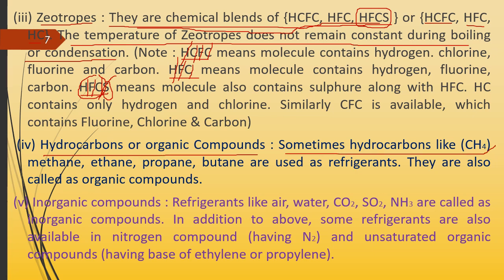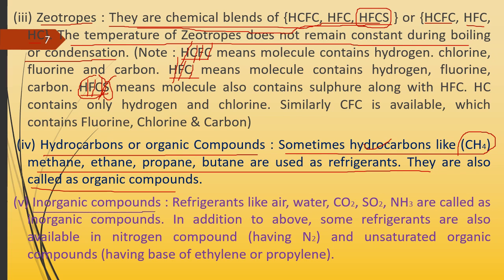Sometimes the hydrocarbon like CH4, that is methane, ethane, propane, butane, are used as a refrigerant and they are also called organic compound. So if we go for methane, ethane, propane, butane, in that case they are known as a hydrocarbon or organic compound.